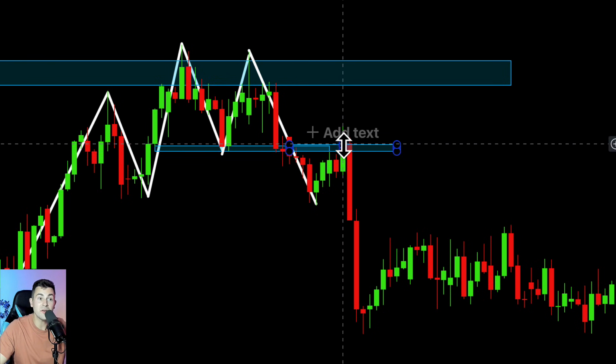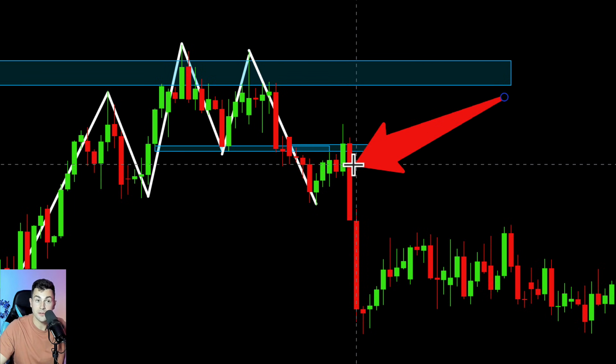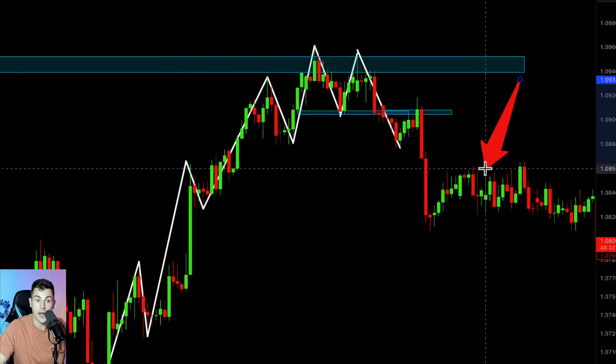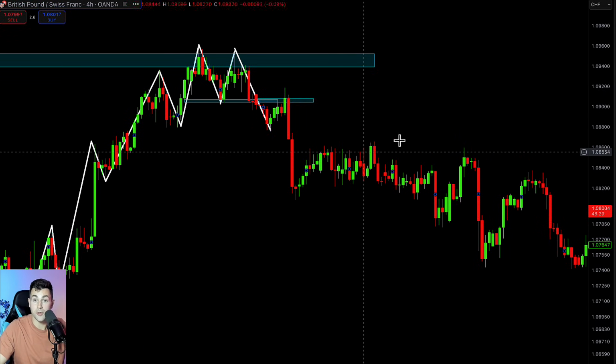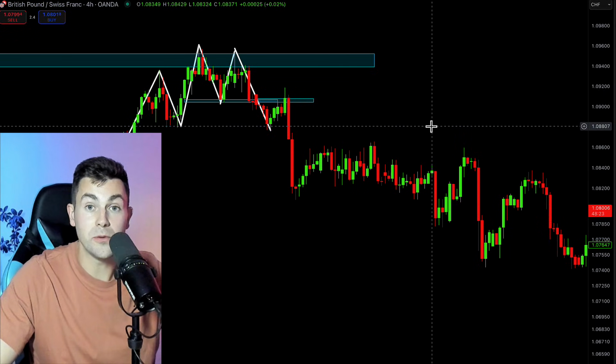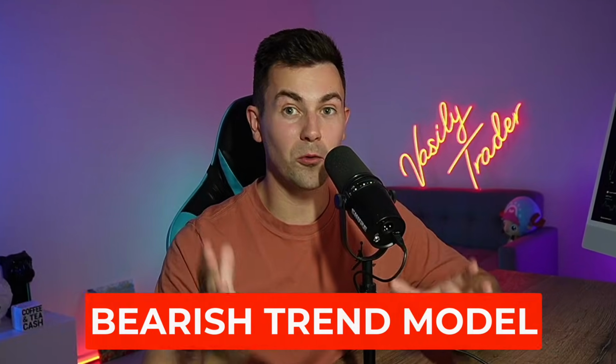It was a very perfect zone to sell from, and you can see that after its test, after a bullish trap, we saw a strong bearish continuation from that. That is how you could apply that model for predicting a bearish reversal on a pound Swiss pair. Now let's study in detail a bearish trend model.